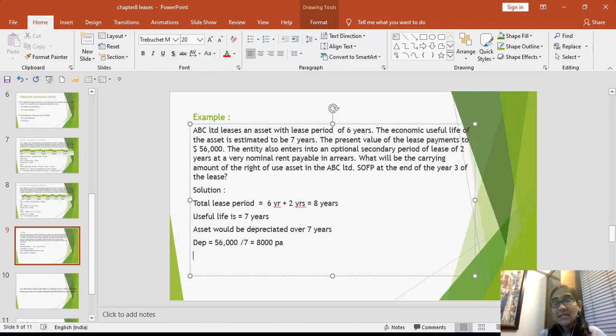Now they have asked us the carrying amount at the end of 3 years. So accumulated depreciation for 3 years would be 3 into 8,000, which is 24,000. Therefore, the carrying amount would be cost minus accumulated depreciation. Cost here is 56,000. Accumulated depreciation is 24,000, and you will get a carrying amount of 32,000. I hope that is clear.